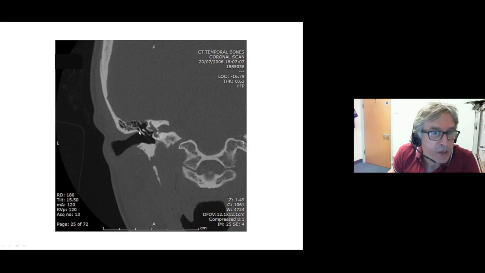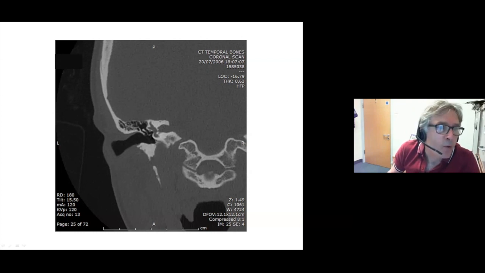This pointy structure is the scutum. It's a variable length, but it should have a nice pointy tip. This is about the best example of a pointy scutum I could find. The superior aspect of the tympanic membrane attaches onto the scutum, and its inferior attachment inserts onto the tympanic annulus, which is this raised portion here. And again, we don't really see the tympanic membrane here because it's normal.